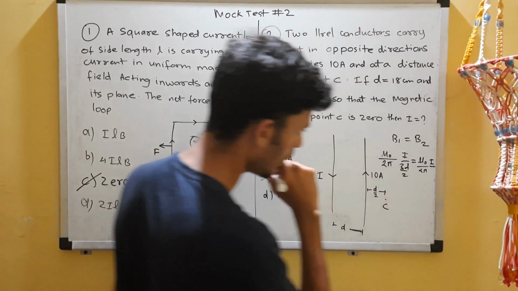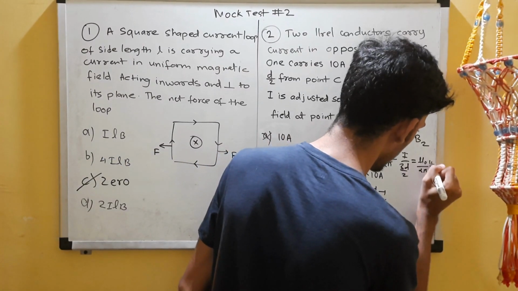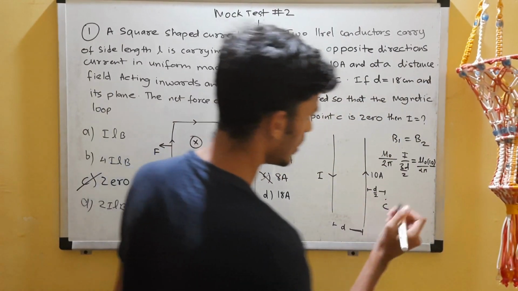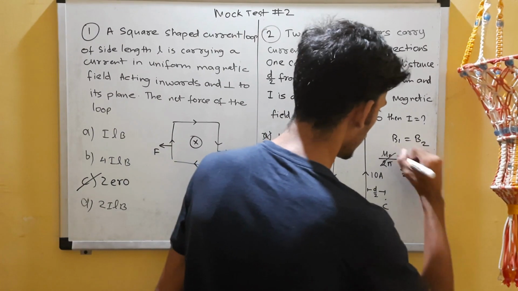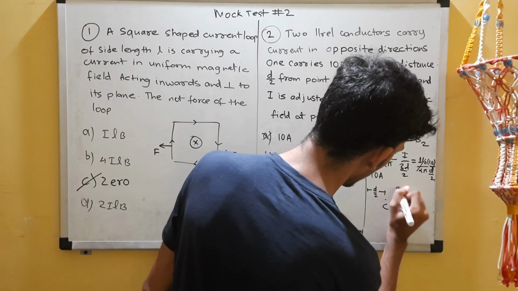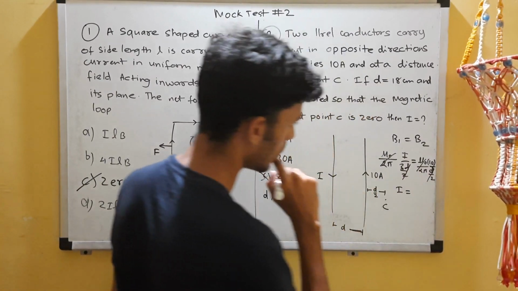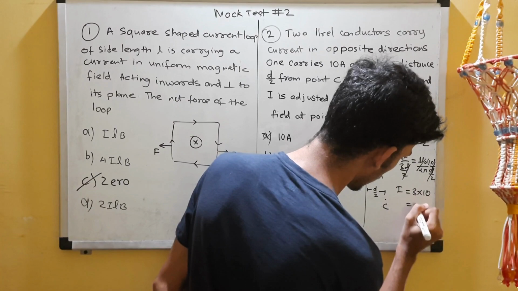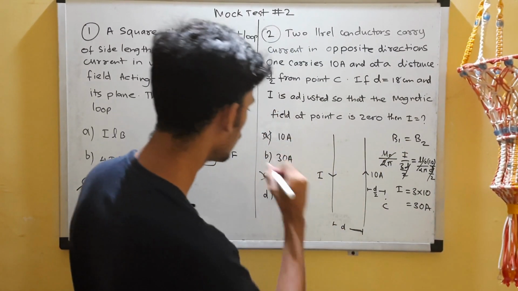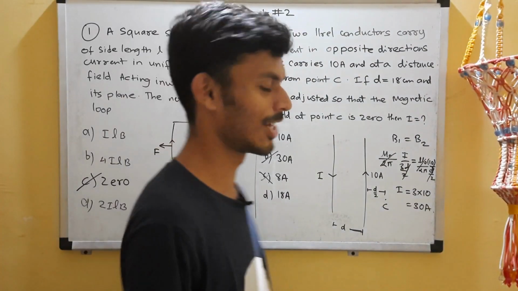by the distance. I over here is 10, right? So I'll just substitute 10, and the distance is d by 2. Okay, d by 2. This and this will get cancelled, so this is 3d by 2, d by 2 can also get cancelled, and I will be nothing but 3 times 10, which is 30 amperes. So option B, 30 amperes, greater than 10, obviously is the correct choice over here.